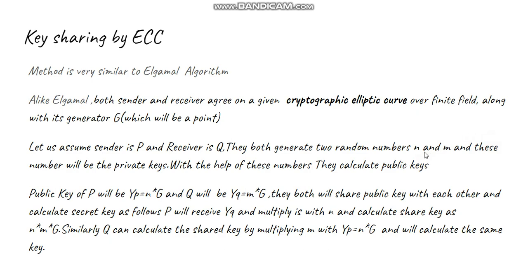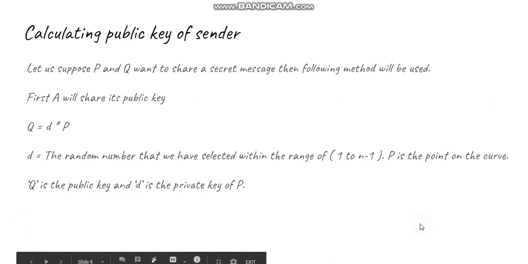And with the help of these private keys they will calculate the public keys. So P will calculate its public key by multiplying this value N with G, and similarly at the receiving end Q will calculate its public key. Then both of them will share these keys, and with the help of these keys they will calculate the shared key. So this is the example. It is very similar to the Diffie-Hellman algorithm.